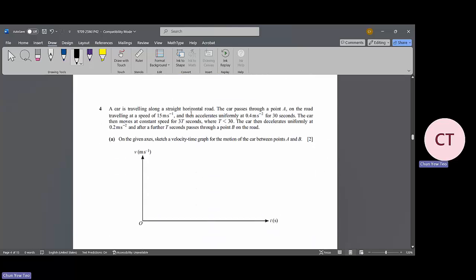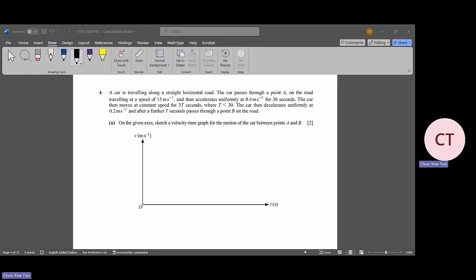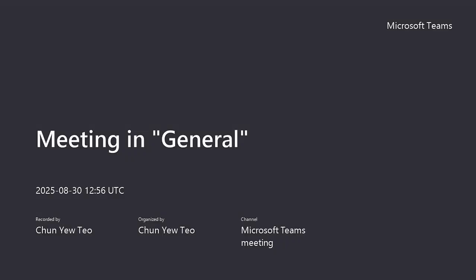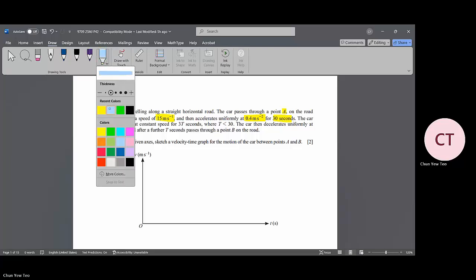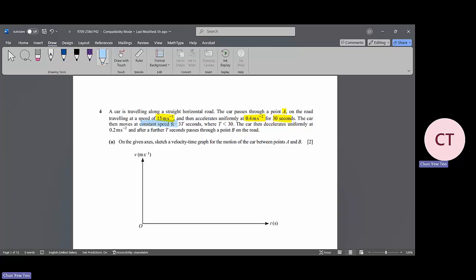Now we move on to question number 4. Traveling along a straight horizontal road, the car passes through the point A on the road, traveling at a speed of 15 meters per second, and then accelerates uniformly at 0.4 meter per second squared for 30 seconds. And then after that, the car moves at a constant speed for 3t seconds, where t is less than 30. And then we have another stage over here. The car then decelerates uniformly at 0.2 meter per second squared. And then after a further 30 seconds, passes through the point B.